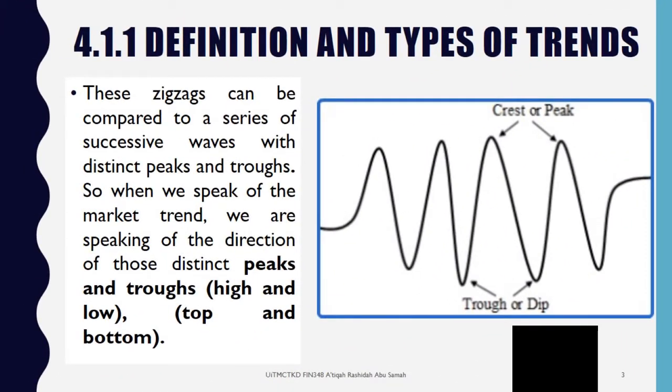You may read the notes given. A trend line consists of a series of successive waves with distinct peaks and troughs. So a trend line must be a series of what we call waves.